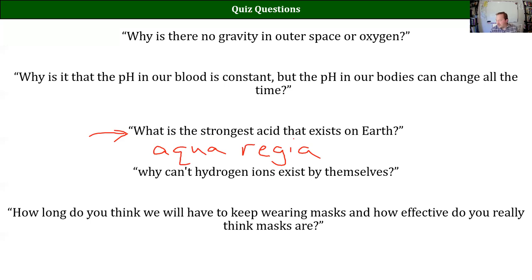And I like that story because it shows the ingenuity of chemists. They followed the rules. They just dissolved it, put it on a shelf. They even had a label on it that said gold dissolved in aqua regia, belonging to whatever his name was. I can't remember who it was. And then just left it there. So I always think that's a really fun story. So worth bringing up when you ask about the strongest acids on Earth.